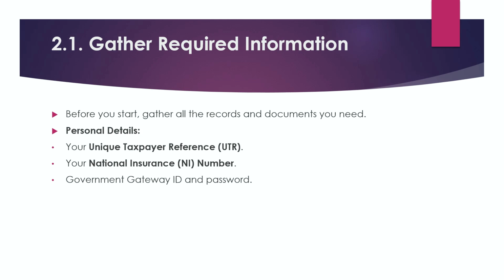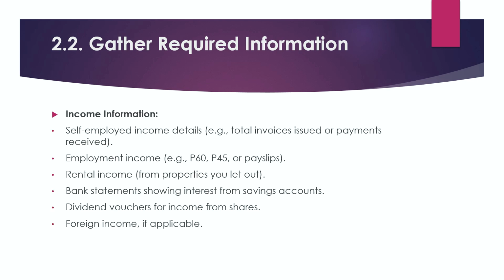2. Gather your information. Before you start, gather all the records and documents you need. Personal details. Your Unique Taxpayer Reference, UTR. Your National Insurance, NI, number. Government Gateway ID and password. Income information. Self-employed income details, e.g., total invoices issued or payments received.